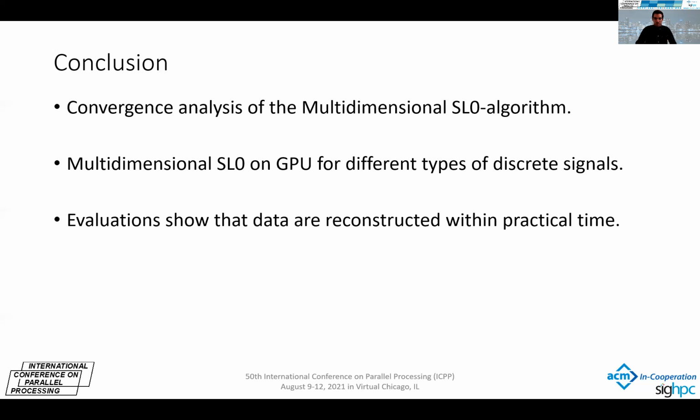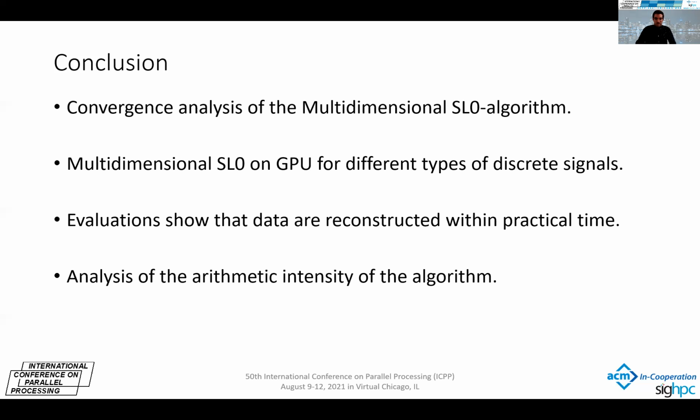Our evaluations show that large datasets, such as light fields as tensors, can be reconstructed in practical time. Additionally, the algorithm can be used for other types of data. Finally, we have that the algorithm is arithmetic bound for tensors with at least 8 elements.